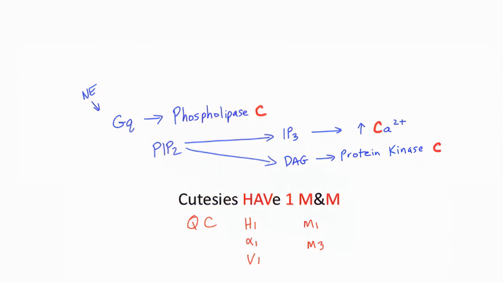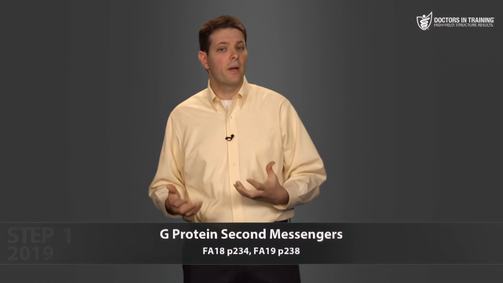So remember, cutesies have 1 M&M, and remember all the C's in that GQ pathway: phospholipase C, protein kinase C, and calcium. And you've got it. Now, it's almost totally clinically irrelevant, but you will be tested on it, so you need to know it. So GQ is the first type of G protein.